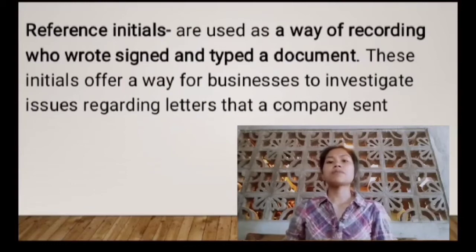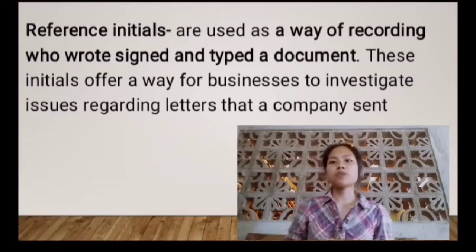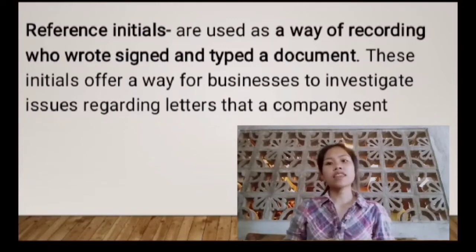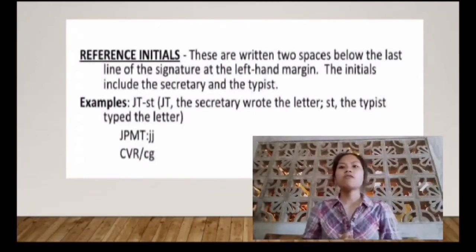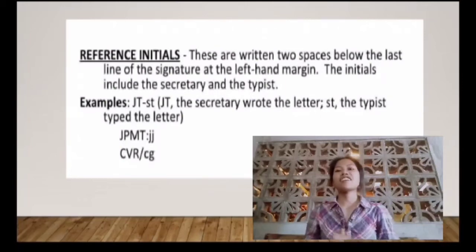If there is a misunderstanding about the document, they can find out that one person wrote it and a different person typed the letter. Reference initials are written two spaces below the last line of the signature at the left-hand margin. The initials include the secretary and the typist. For example, GT and ST. GT, the secretary who wrote the letter, and ST, the typist who typed the letter.